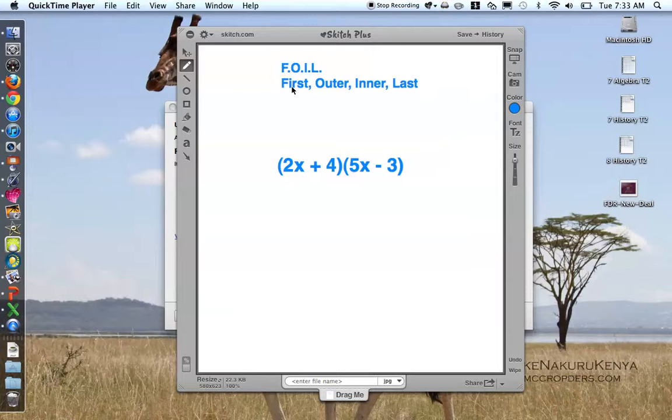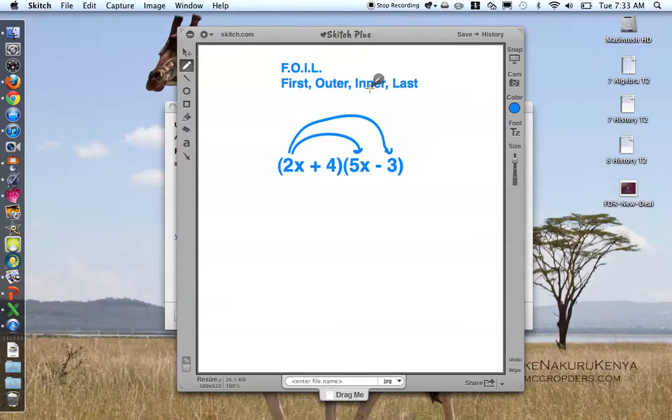So for FOIL, the F stands for first. So we're going to multiply the two first terms of the binomials. So we're going to multiply the 2x by the 5x. That's the first. Then we have to do the outer terms. So we take the outer term of this binomial, 2x, and multiply it by the outer term in this binomial, which is negative 3.